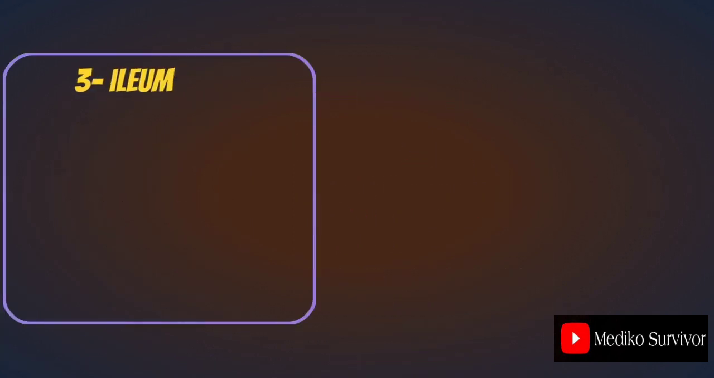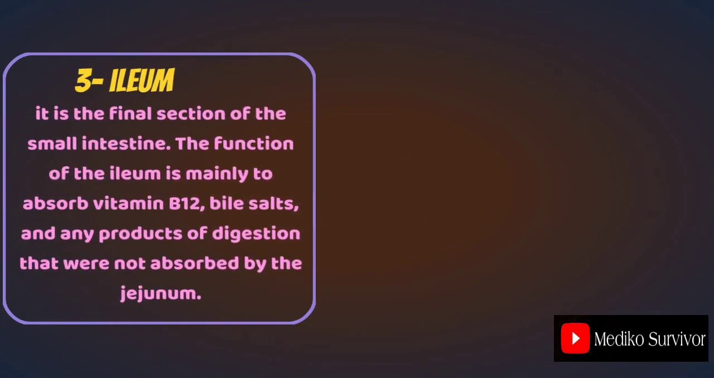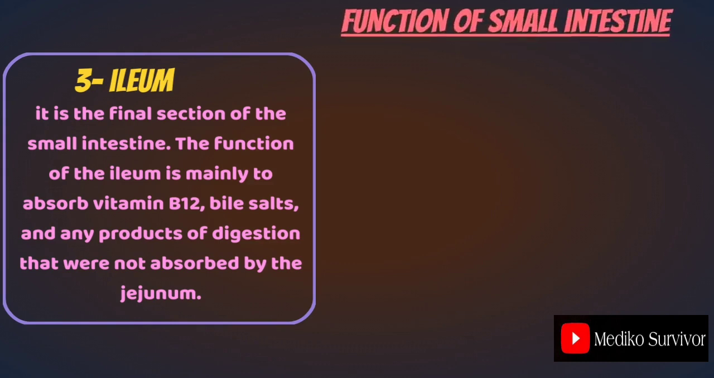Number 3. The ileum is the final section of the small intestine. The function of the ileum is mainly to absorb vitamin B12, bile salts, and any products of digestion that were not absorbed by the jejunum. The ileum has an extremely large surface area, both for absorption of enzyme molecules and for the absorption of products of digestion, due to the presence of finger-like projections known as villi and microvilli.